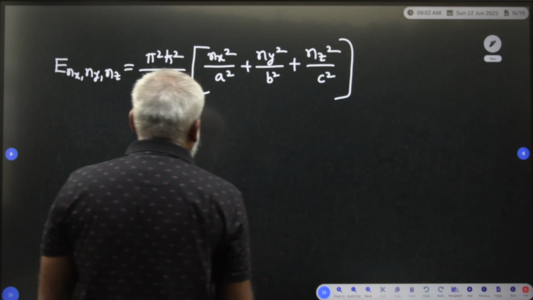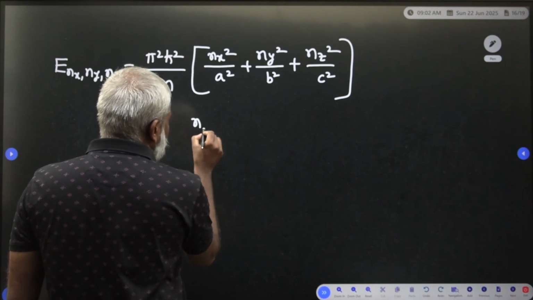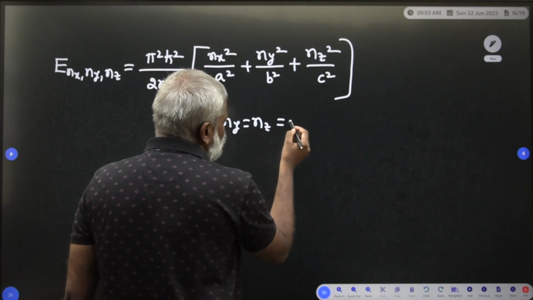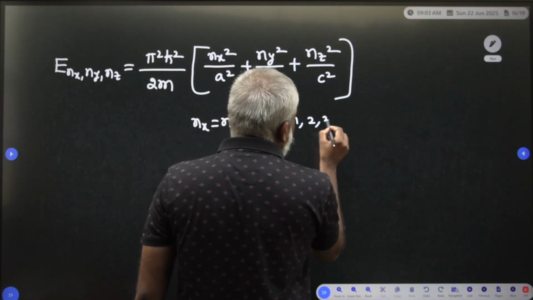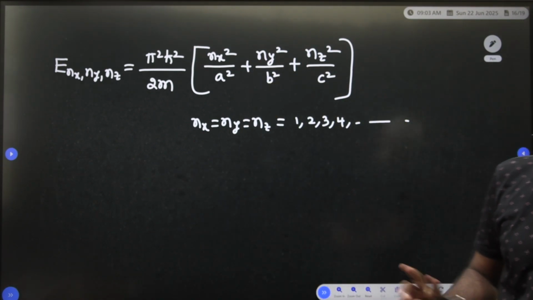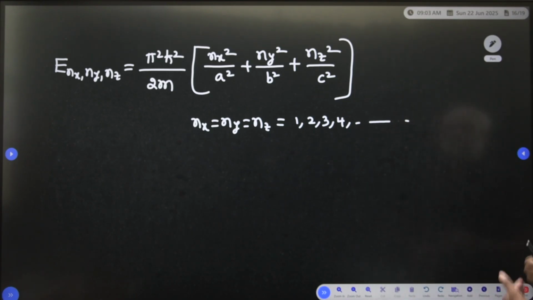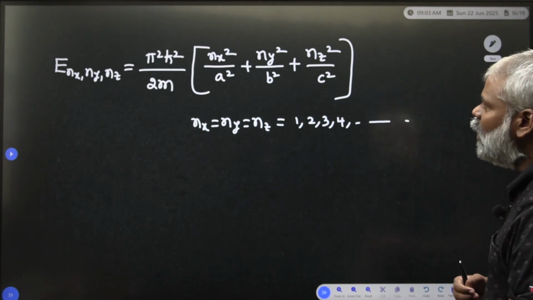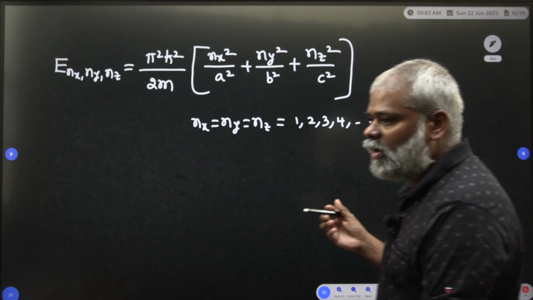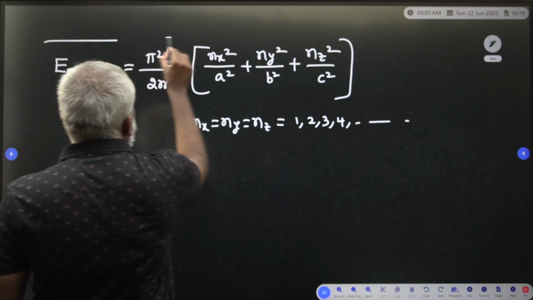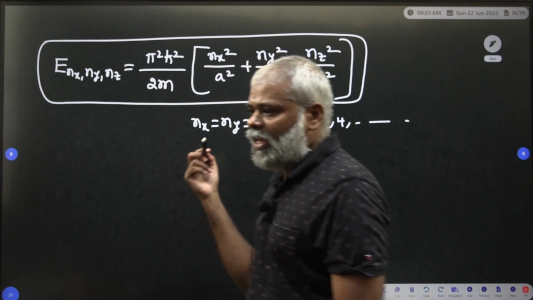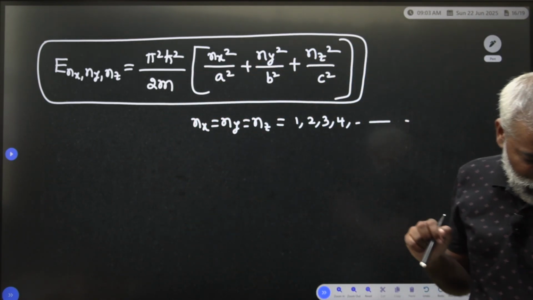So, this is your expression, where nx, ny, nz take the values 1, 2, 3, 4 and so on, because here you won't get zeros. Clear? So, this is a very important application. This is the energy expression for a 3-dimensional box, E nx ny nz.